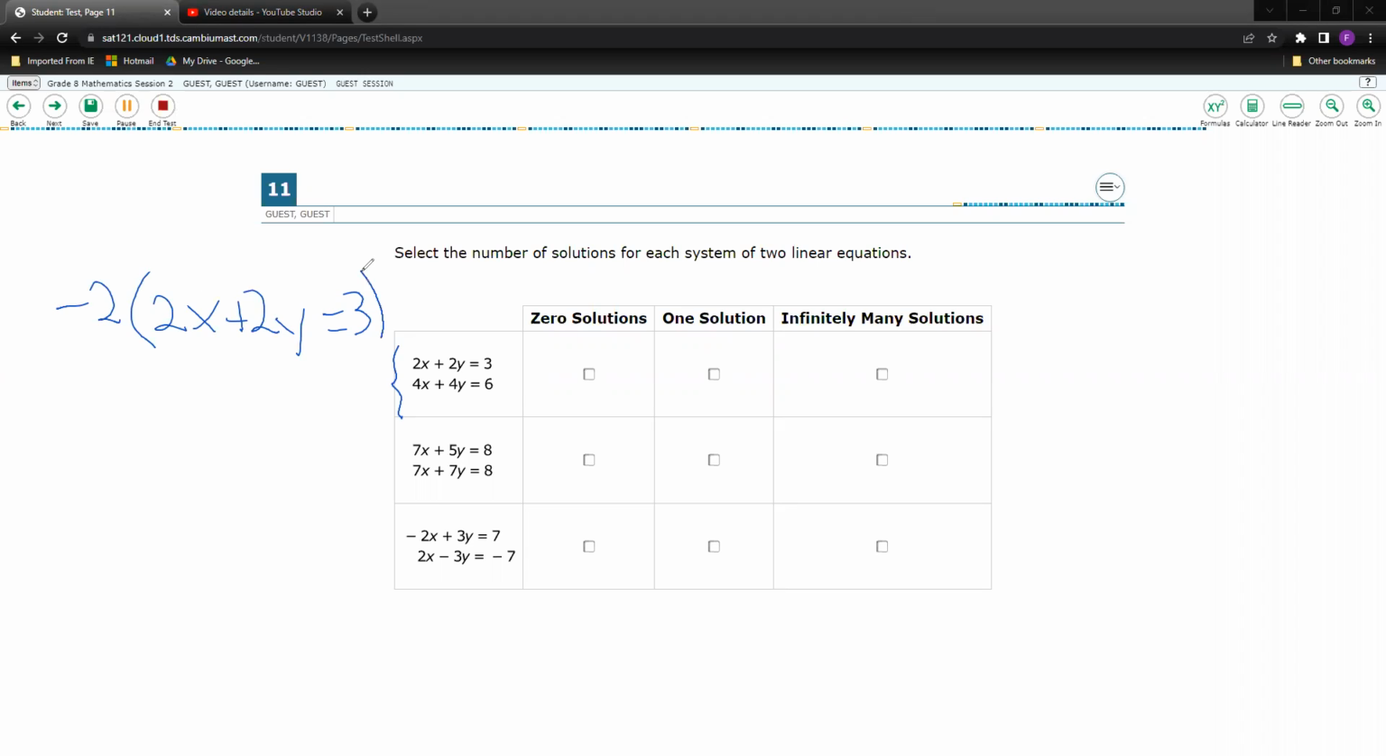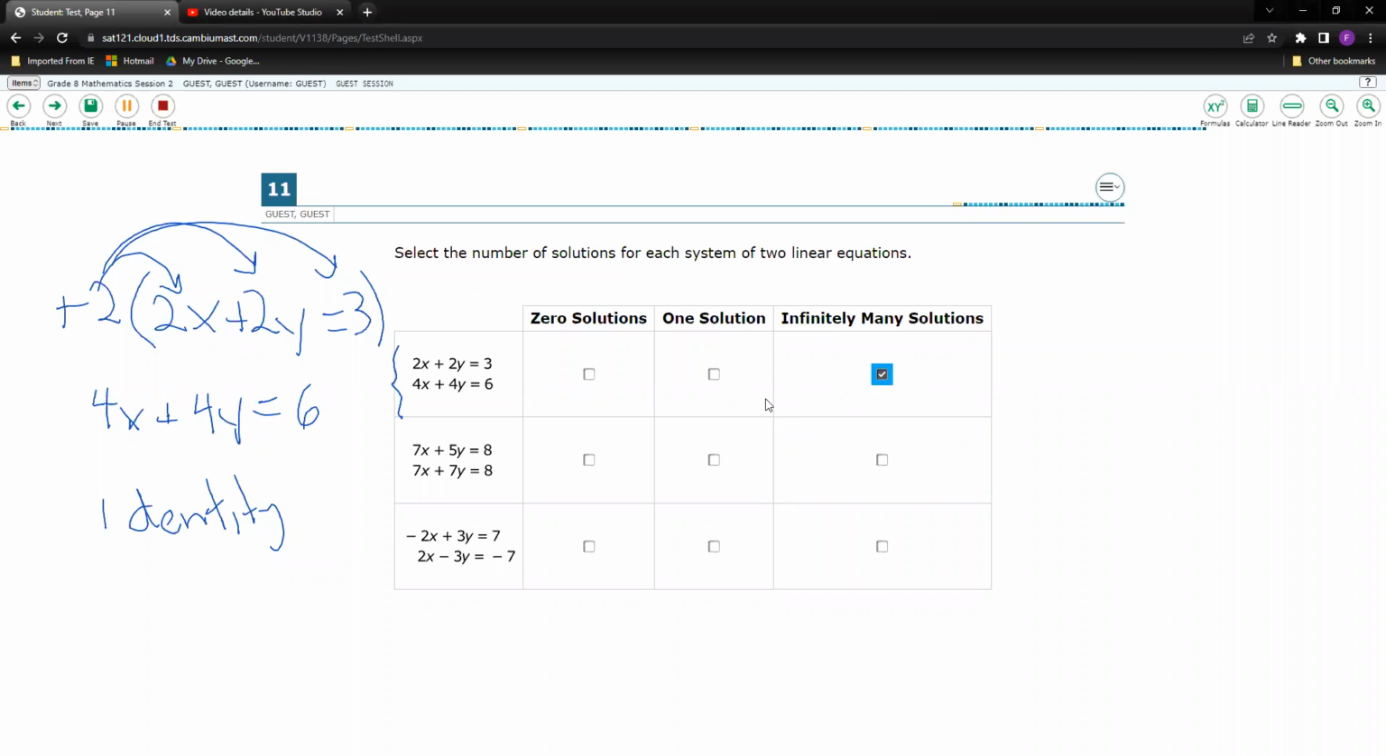So that would give me, actually, let's multiply times +2. So that would give me 2 times 2 is 4x, continuing with the distributive, plus 4y is equal to 6. So that's exactly the same as the second one. So we have identity. That's going to be infinitely many solutions because it's the same equation, it's going to have the same graph.